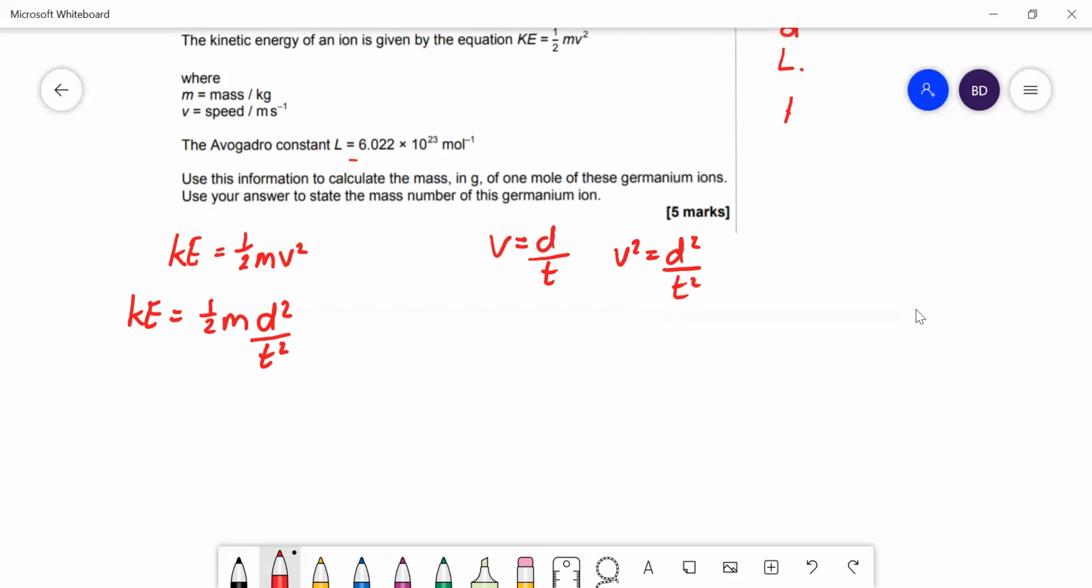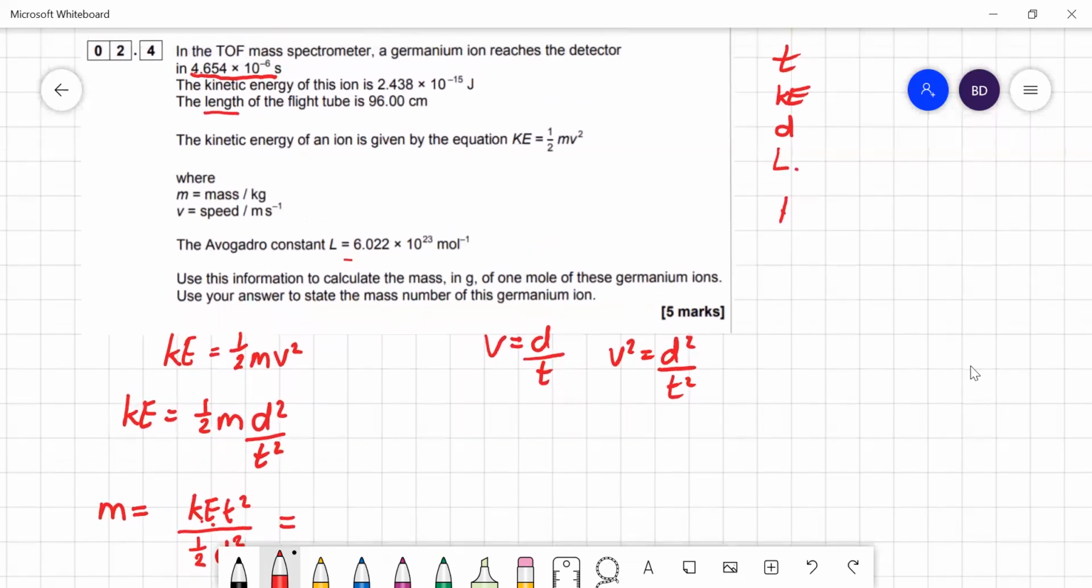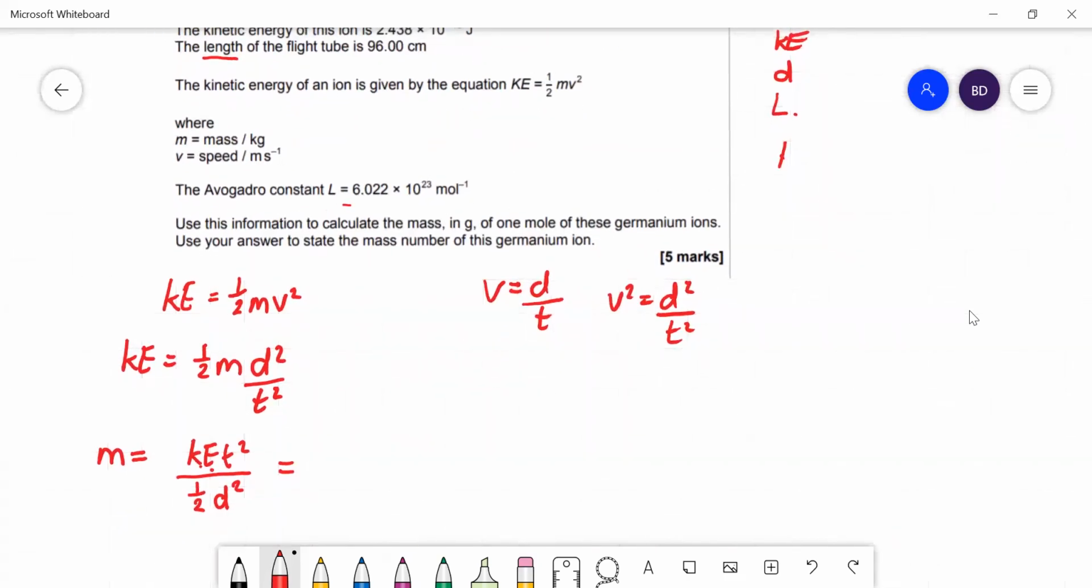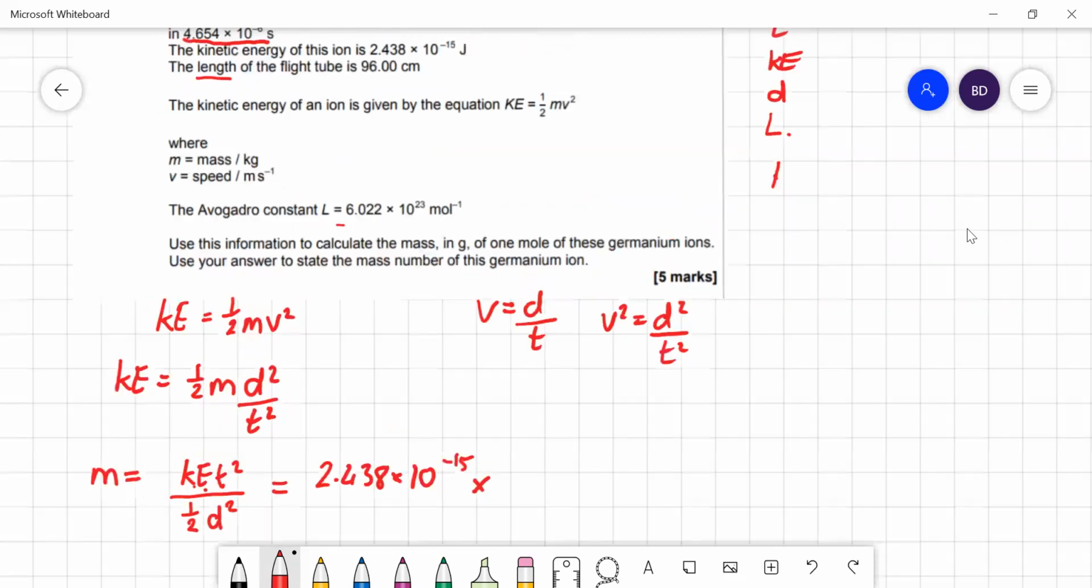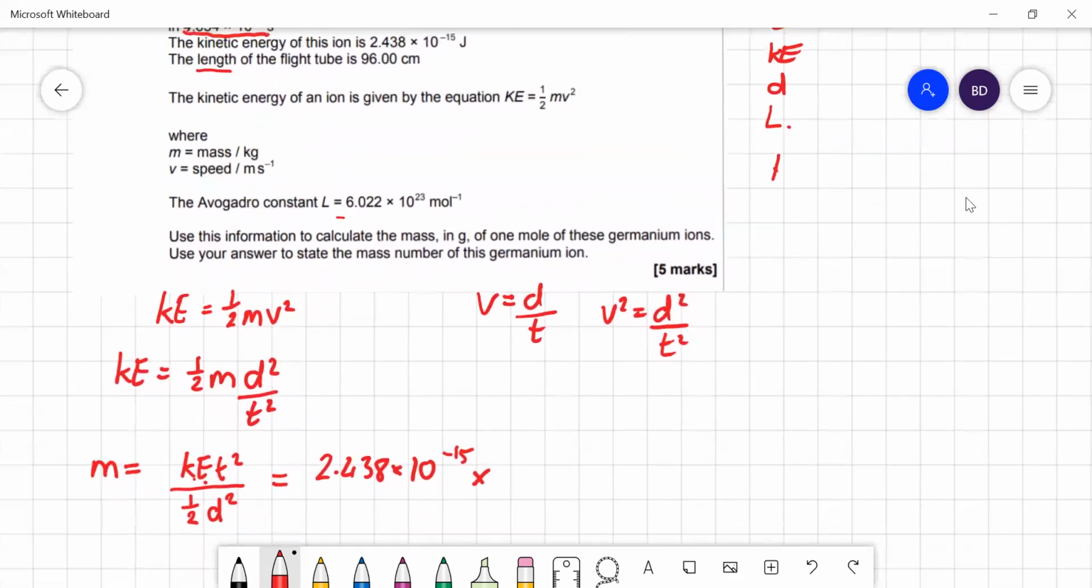Let's rearrange that to get m. So we rearrange that, we get m is equal to the kinetic energy multiplied by t squared over a half d squared. Right, let's put the numbers in there then. So kinetic energy, they tell us is, let's have a look, what number is it? 2.438 times 10 to the minus, not 8 was it, 10 to the minus 15 joules multiplied by the time squared. The time is 4.654 times 10 to the minus 6 seconds.